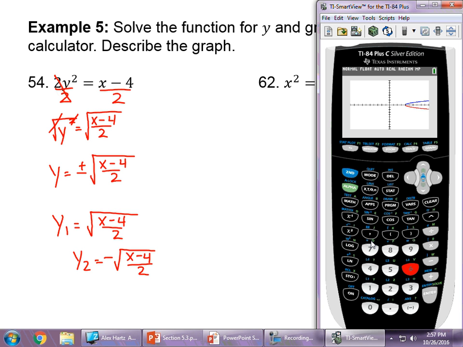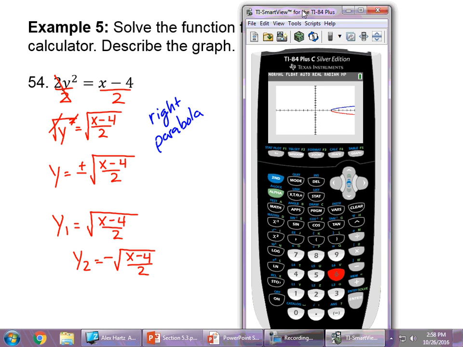Oh, and look at that. The first and second functions combined. What's that graph look like? It is a right parabola. So like what we saw in chapter 2, it is a parabola that is facing off to the right.